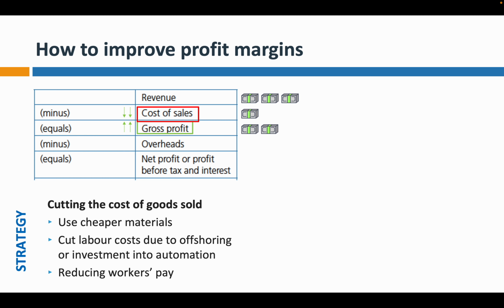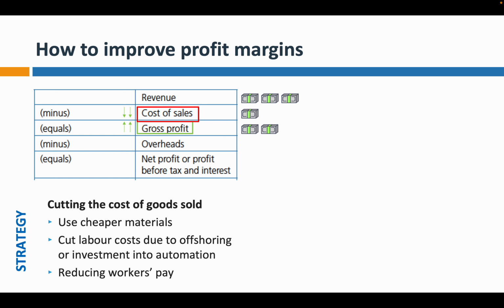Some examples of that, well, it can be either by using cheaper materials for a product, bargaining with our suppliers, maybe to get better deals, even for the existing materials. However, it can also be done by cutting labor costs. Either we can do that by offshoring to a country with lower incomes, or, for example, we can also cut labor costs by investing into automation and getting some machinery, which is going to do our workers' jobs, or simply just by reducing our workers' pay. These are all different examples of the strategy, how we should cut the cost of goods sold.